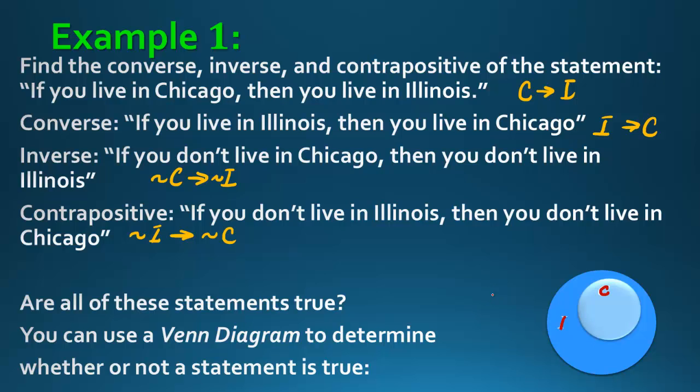Okay, and then there's the inverse, where if you don't live in Chicago, then you don't live in Illinois. And again, I could not live in Chicago, but still live in Illinois. So that would be false. And then there's a contrapositive. If you don't live in Illinois, then you don't live in Chicago. Well, that one's true. So the Venn diagram can help you. Some of them will make common sense, but the Venn diagram can help you when you're trying to figure it out.